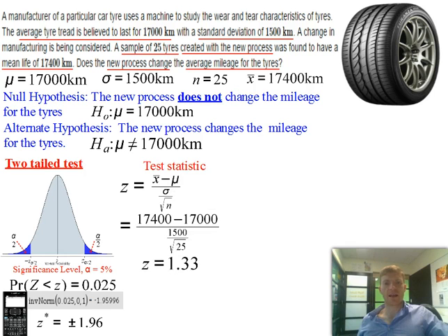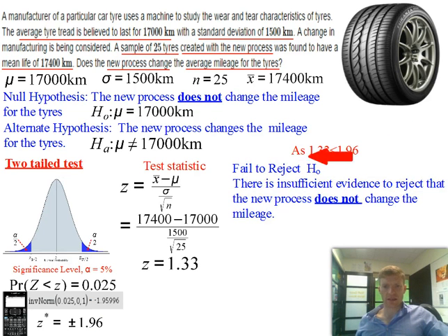Now let's calculate our test statistic based on our sample mean and the standard deviation of our sample means. So there it is, there's a sample mean drawing on this value, x bar. Now that calculation gives us 1.33, which is less than 1.96. So what does that imply?